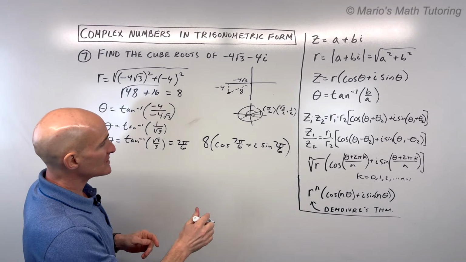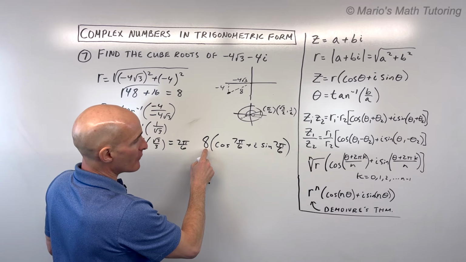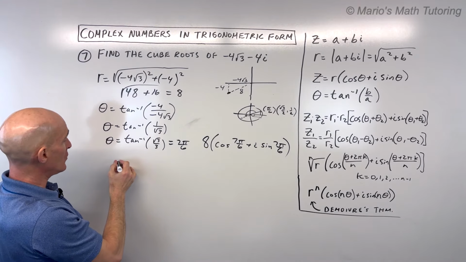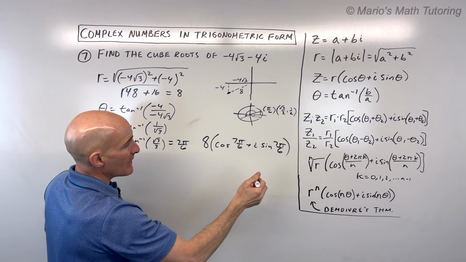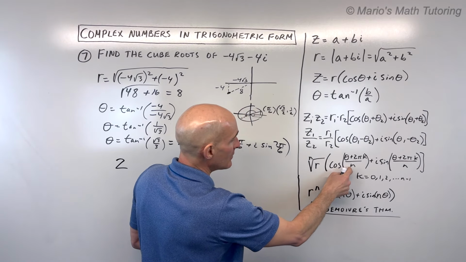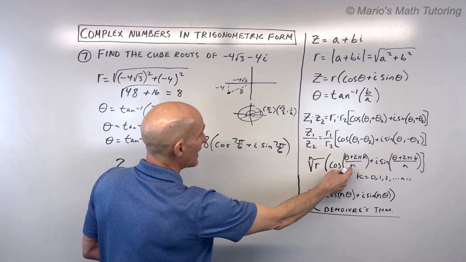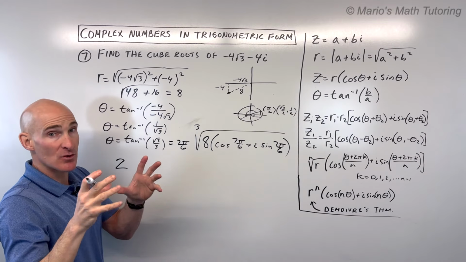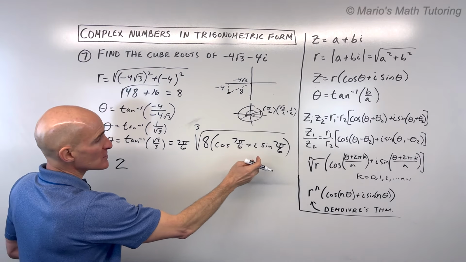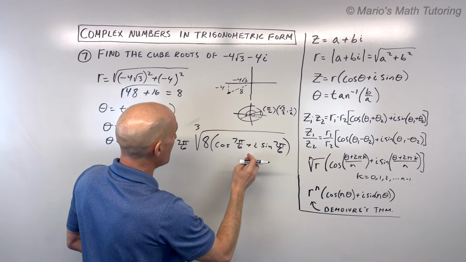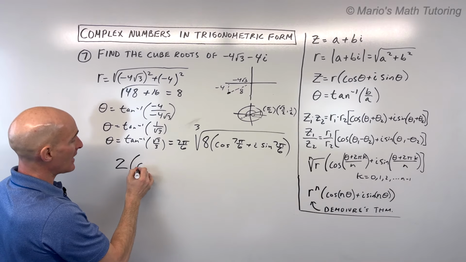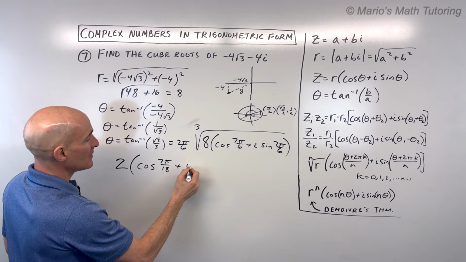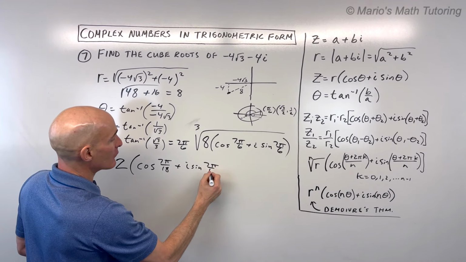What you're going to do is take the nth root of the modulus, or the R value. In this case, since we're finding the cube roots, I'm going to take the cube root of 8, which is 2. And then you see how this says theta divided by n? I'm going to take the angle and divide it by n, which is the root. In this case, we're taking the cube root of this whole thing, or you can think of it as the 1/3 power. So I'm going to take theta, 7 pi over 6, divided by 3, which comes out to 7 pi over 18. So this is cosine 7 pi over 18 plus i sine 7 pi over 18.